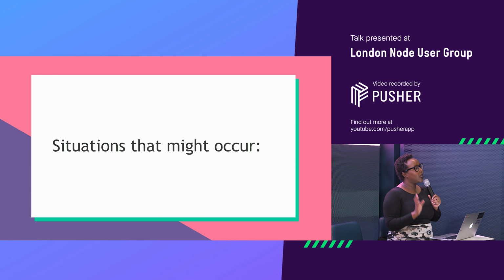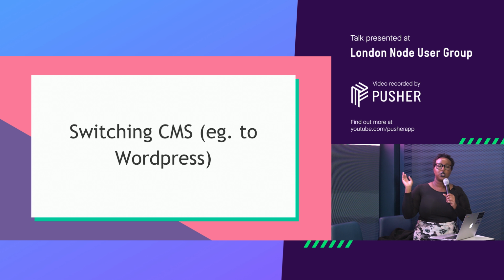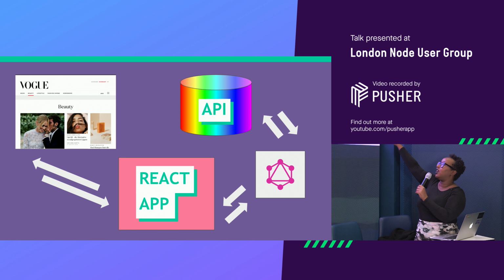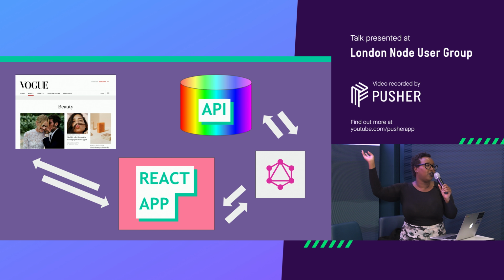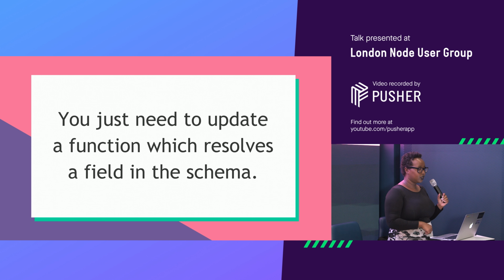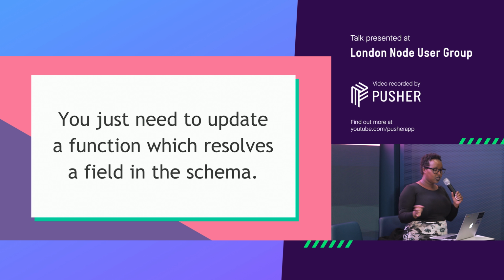So, situations that might occur. If we switch CMSs to WordPress, for example, so here our pink API, and we change it to a rainbow API, really only our GraphQL layer knows about this. Those fields would resolve to a different API. And this React application really wouldn't know about that change. It would be making the same queries and going on with its business. So you just need to update a function in the resolver in the schema.